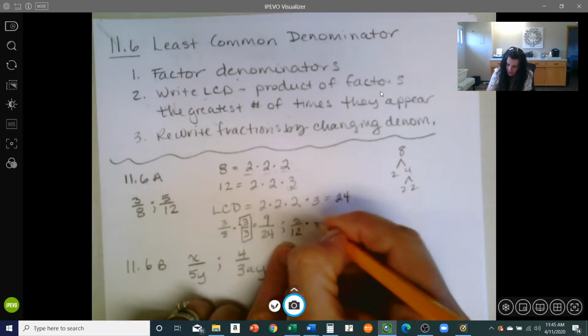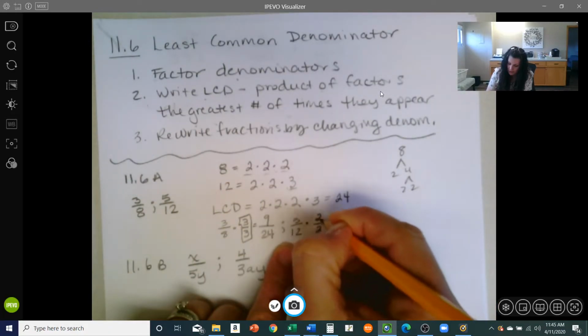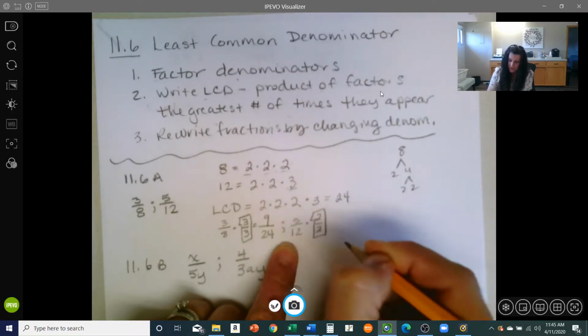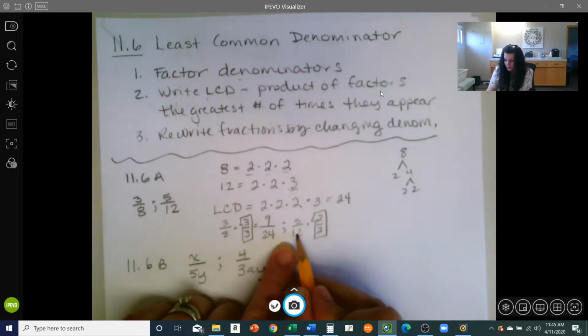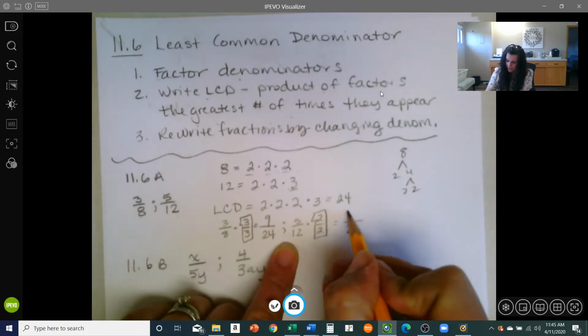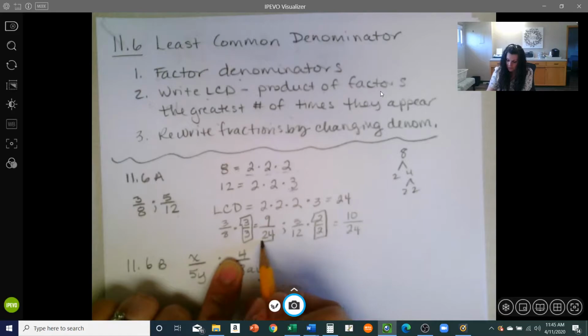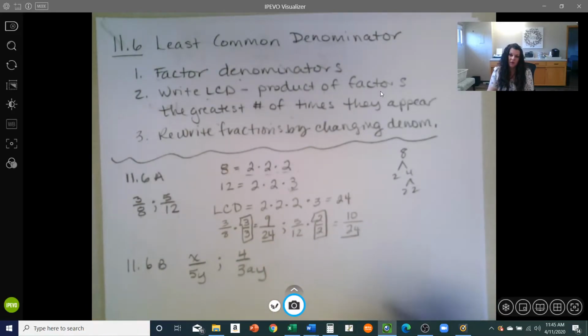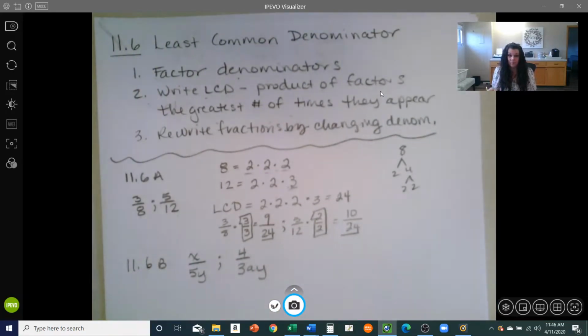And 5/12 I will multiply by 2 over 2. That's my fancy 1, because 12 times 2 is 24. And 5 times 2 is 10. So now they have a common denominator. They both have a denominator of 24, and it's the smallest one that we could come up with. So 24 is the smallest number that 8 and 12 both go into.